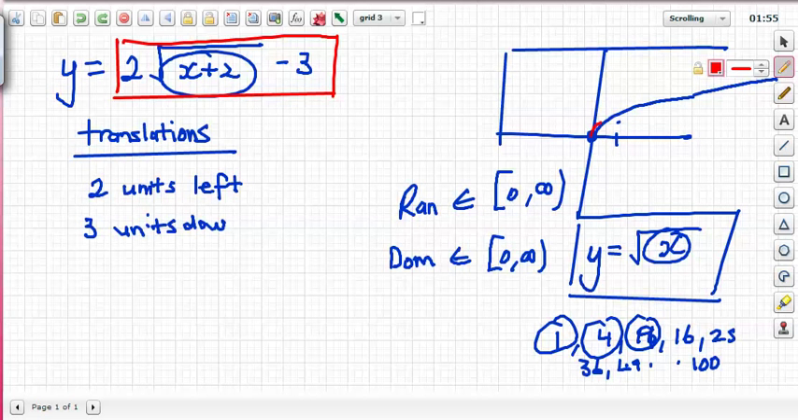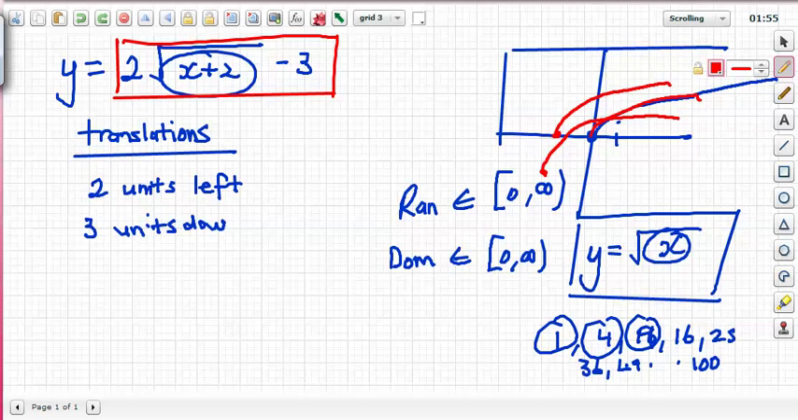Now, our standard graph's going to look like this. So we're going to move that 2 units to the left and 3 units down. Let's just move that, and it's going to be something like that. But if we then move that down, what's that going to do? Where's it going to cut? I'm just going to take a stab at this.